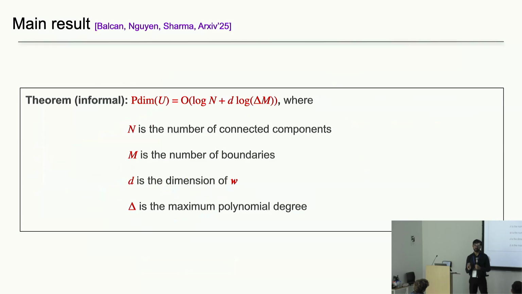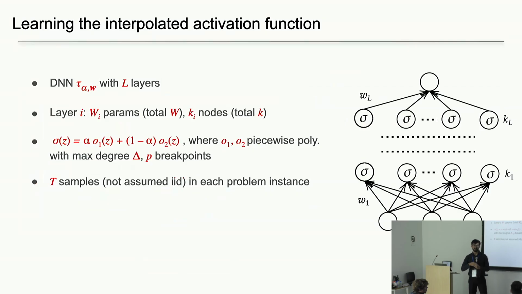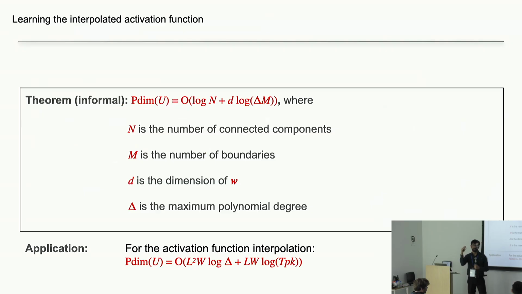You can give a bound on the complexity of this U star function in terms of the number of connected components, the number of boundaries, and the degree of the network within each piece. That's the key contribution. A simple example of this is you have two activation functions, O1 and O2, and you have a hyperparameter which interpolates between these two activation functions at each node of the network. Then by plugging in these terms, you can get a concrete bound on the sample complexity of tuning this interpolation hyperparameter. This depends on things like L and W, the number of layers and the width of the network, and so on. So you can get a concrete bound on how much data you need to tune the activation hyperparameter.